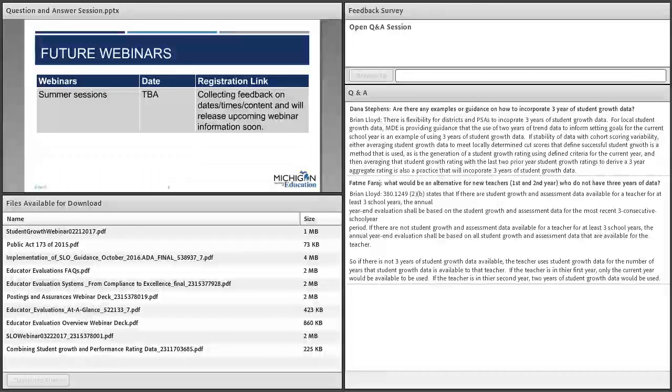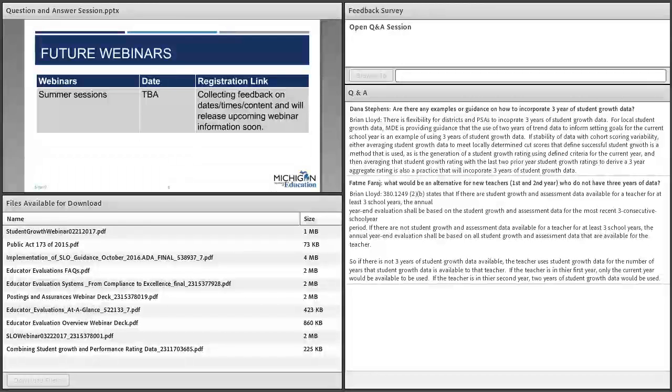And here it looks like another student growth question. Can you talk about the portion of student growth for next year? Thanks for that question. That's the percentage of student growth for the 2017-2018 school year, and it is defined within 380-1249.